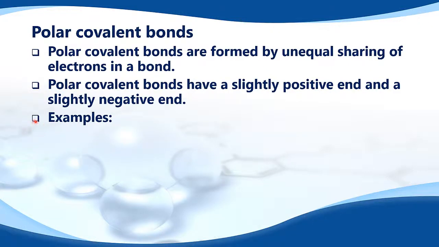Here's some examples. The hydrogen to chlorine bond. The difference in electronegativity between these two atoms is greater than 0.4 units, so we have a polar covalent bond. We say that the chlorine is a little bit negative and the hydrogen is a little bit positive.